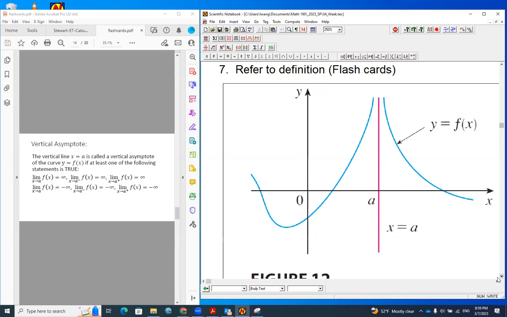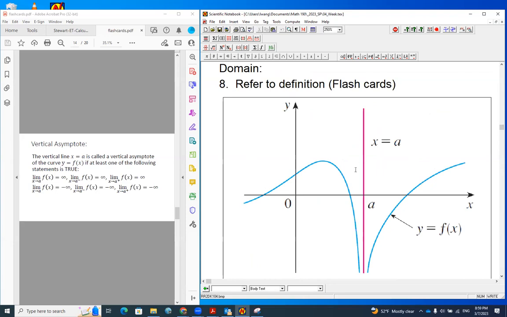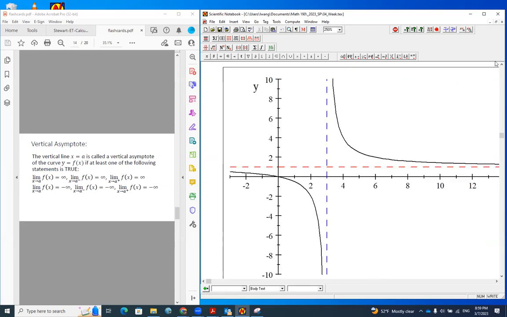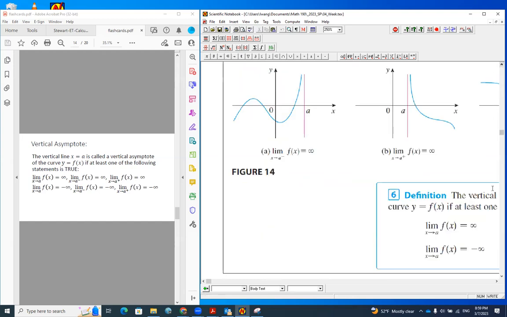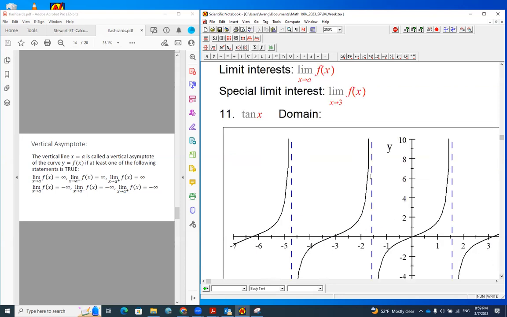Refer to the flashcards. We have this piece, when x is approaching a from either side, and the function approaches infinity. So this is called infinite limits. The other flashcard: approaching negative infinity when x is approaching a from either side. So you have these in your textbook, and you also have the flashcards. Okay, and how do we express it?